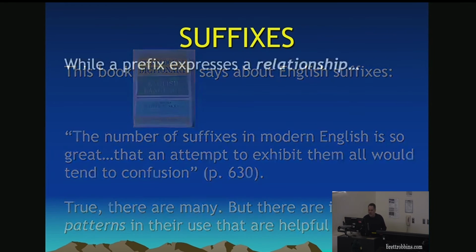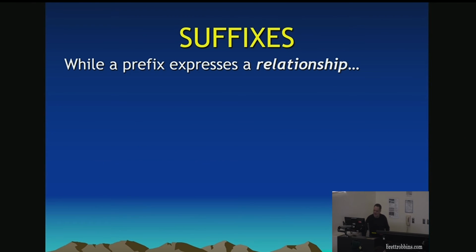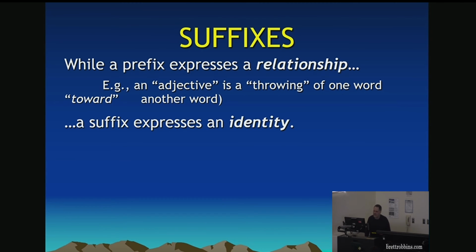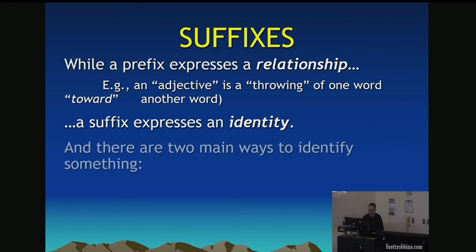Okay, so let's start with this. Compared to a prefix, which expresses a relationship, so I threw this at you a bunch of times, the relationship between throwing one word toward another word, a suffix deals with identity. It deals with what something is more than any relationship between elements. So what do I mean by that? We're going to have to kind of get a sense of what that means.